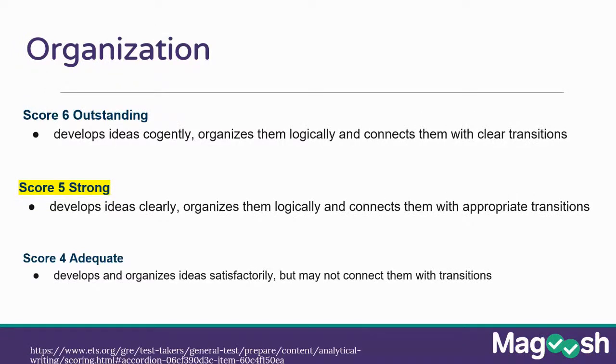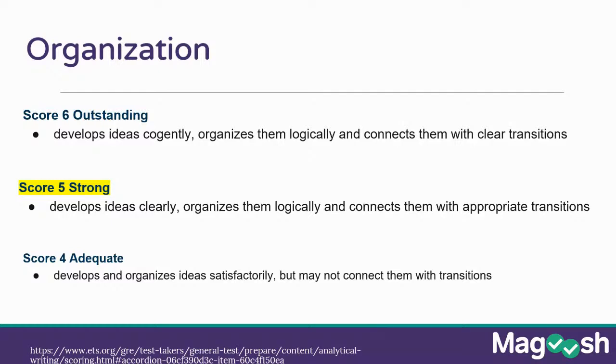Some people could even argue that it might be a 6 or a 5.5. It's pretty on point, but there are some places where the transitions maybe aren't as clear as they possibly could be. And really, the difference between a 5 and a 6 is just an incredibly polished 5. It's levels of polishing.